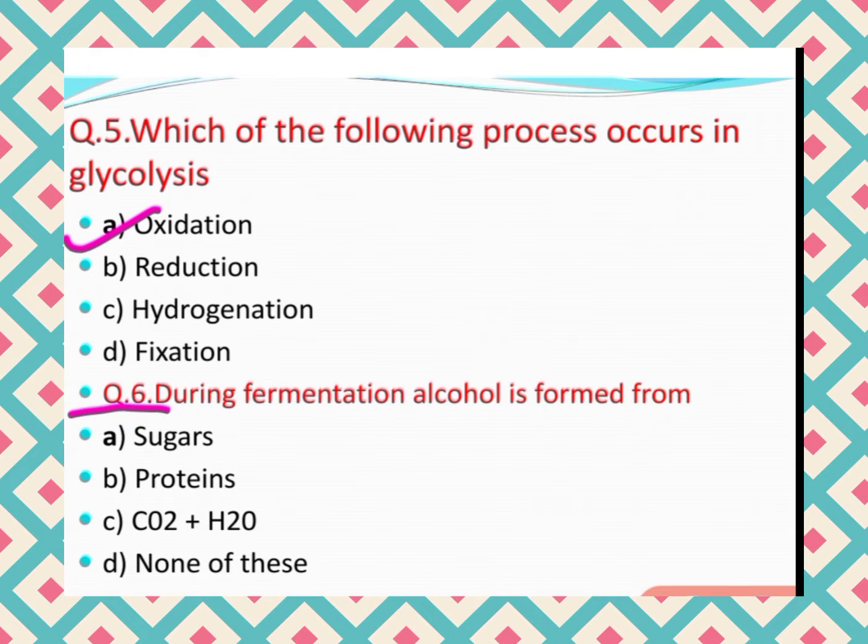Question number 6, during fermentation, alcohol is formed from option A sugar, option B proteins, option C carbon dioxide plus H2O, and option D none of these. Which will be the correct answer? The correct answer will be option A, that is sugars.